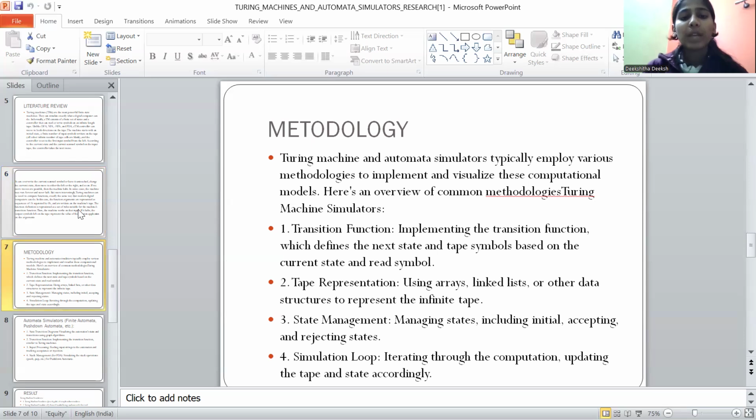Methodology. Turing machines and automata simulations typically employ various methodologies to implement and visualize their conceptual models. Here is an overview of common methodologies for Turing machine simulations. Transition function: implementing the transition function, which defines the next state and tape symbols based on the current state and the read symbol. Tape representation: using arrays, linked lists, and other data structures to represent the finite tape. State management: managing the states including initial, accepting and rejecting states. Simulation loop: iterating through a computation, updating the tape and state accordingly.